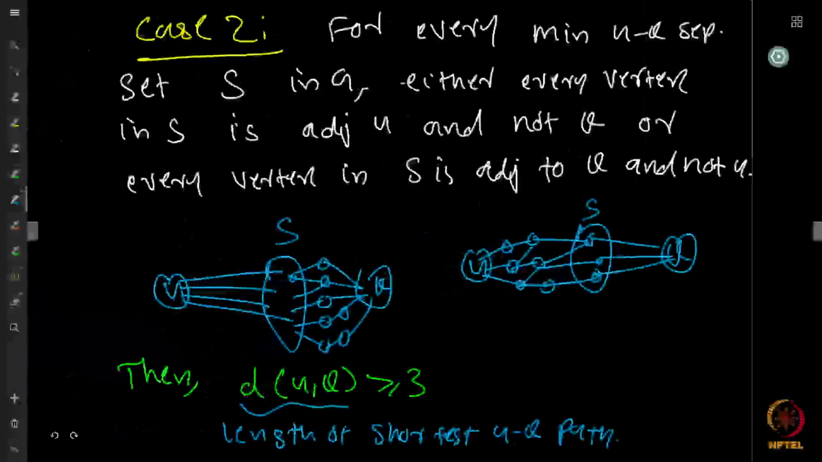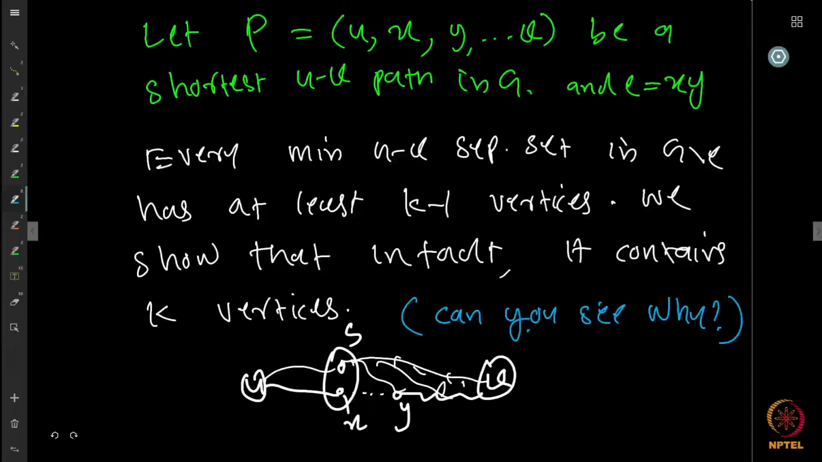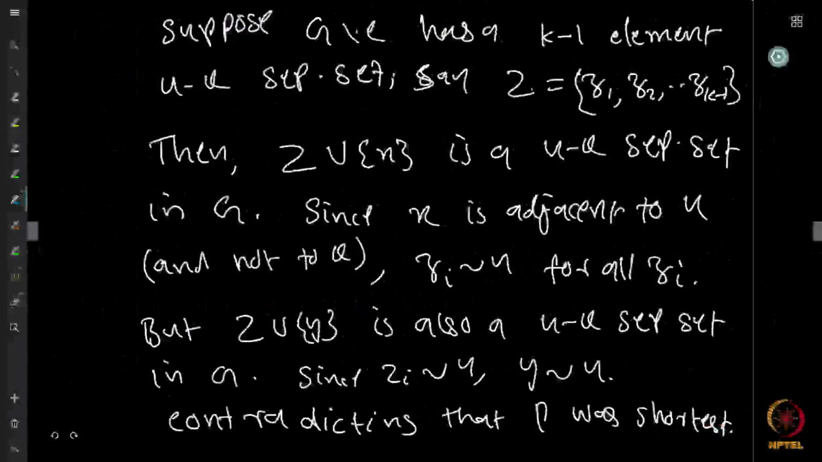If we are in case 2, that every minimum UV separating set S in G has either all the vertices in S adjacent to U and not adjacent to V, or all the vertices adjacent to V and not adjacent to U. In this particular case, if I remove this edge xy in the shortest UV path, then it cannot decrease the cardinality of the separating set. Okay. So think about this. So how do we prove this?